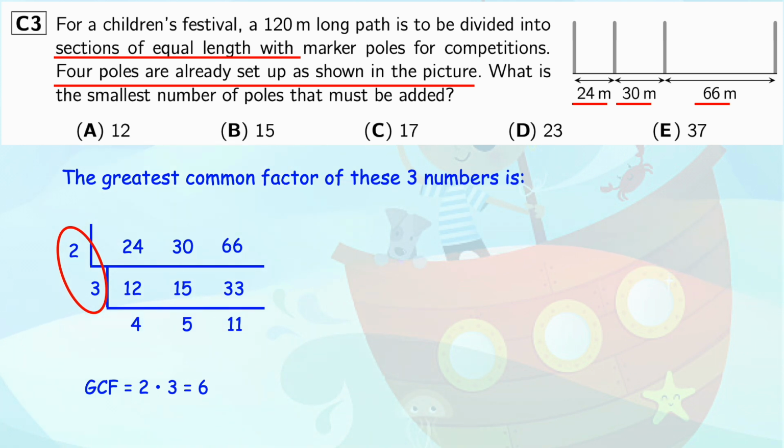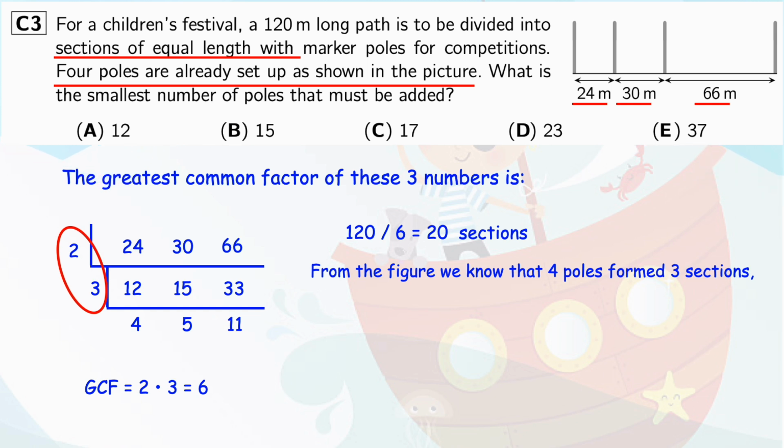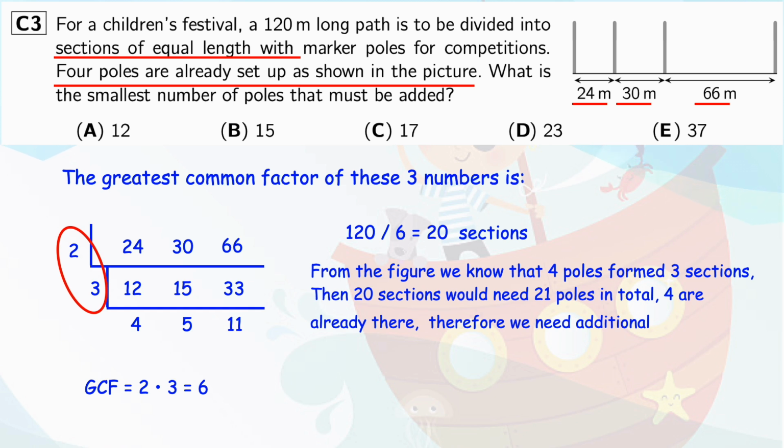The path is 120 meters long. If we divide the path into 6-meter intervals, we calculate 20 sections in total. In the image on the right, we see that 3 sections are formed with 4 poles. This means that for 20 sections, a total of 21 poles are needed. Since 4 poles are already in place, 16 more poles must be added. The correct answer is C.